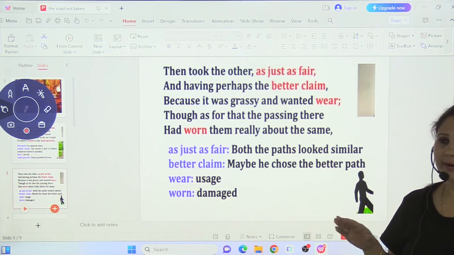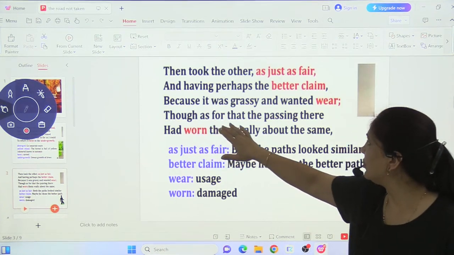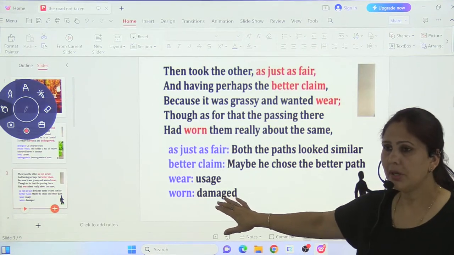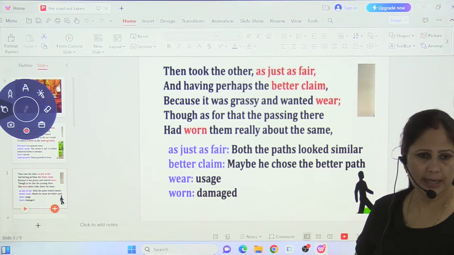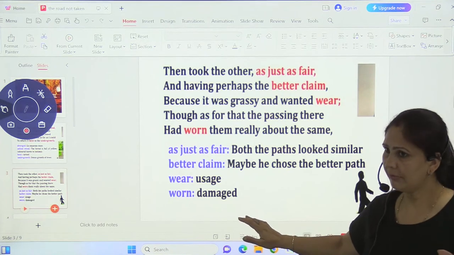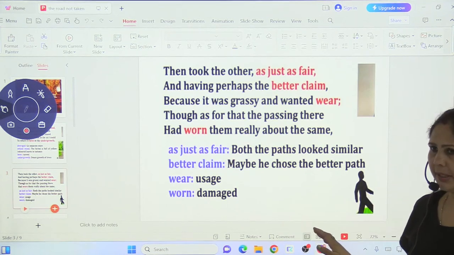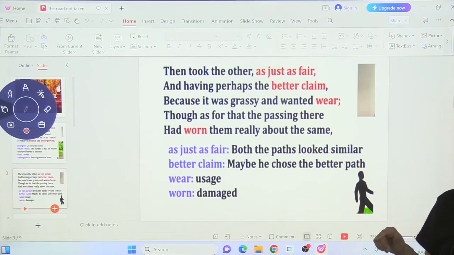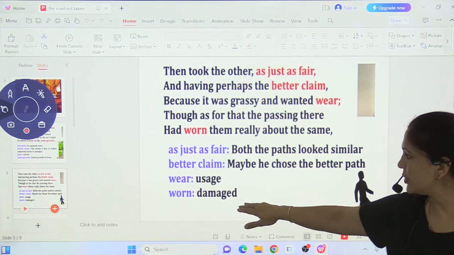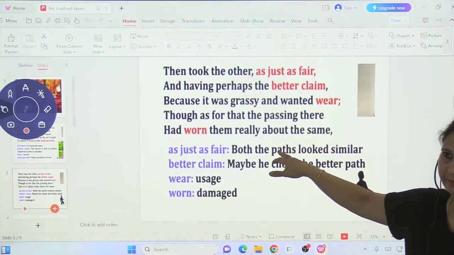The grass was not trodden, that is, not crushed underfoot. Though as for the passing, there had worn them really about the same. Worn means damaged. Because of the passing of the people, some of the grass was worn, it was damaged because it was crushed underfoot. Which road? The one which was traveled by the people. But the one he has chosen was not trodden. Did you get me? He chose the road which was not traveled by many people, whereas the other road has grass which was damaged or worn out because of the many people passing from there.